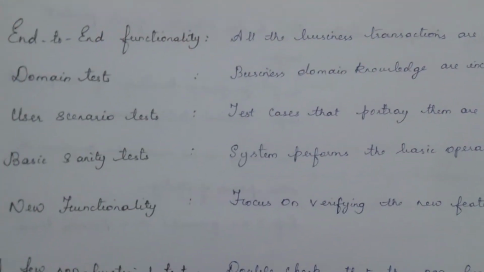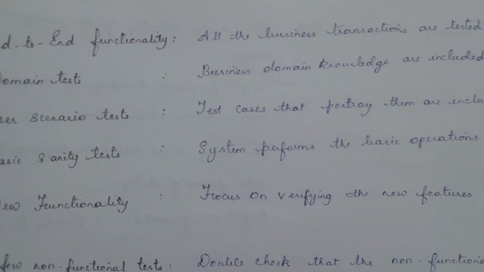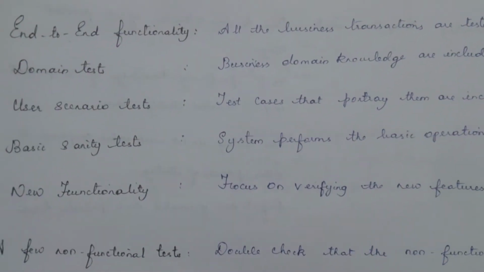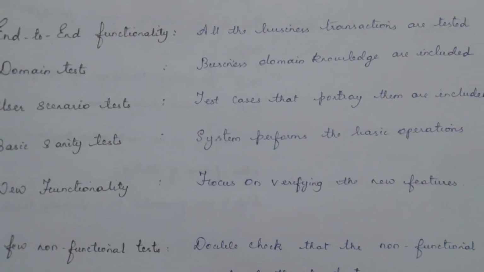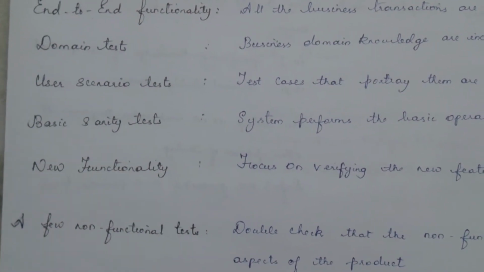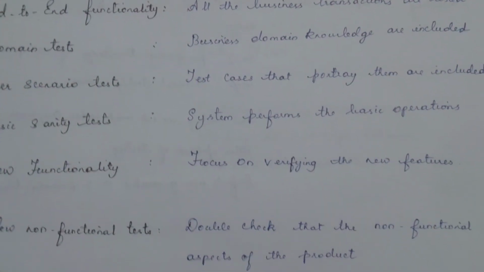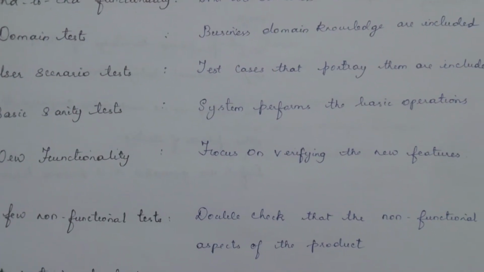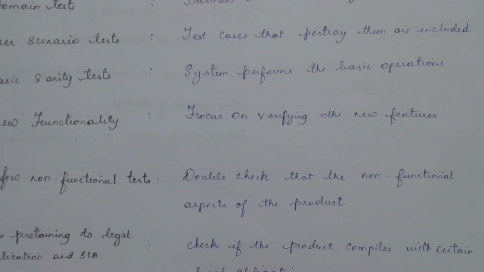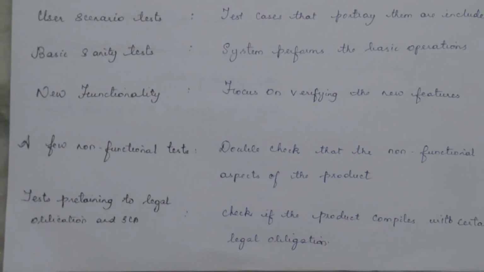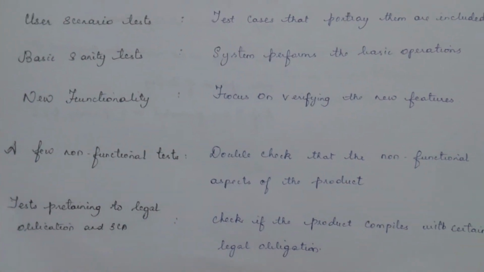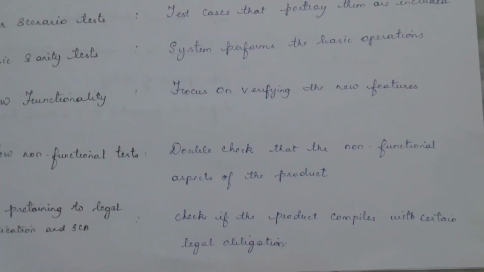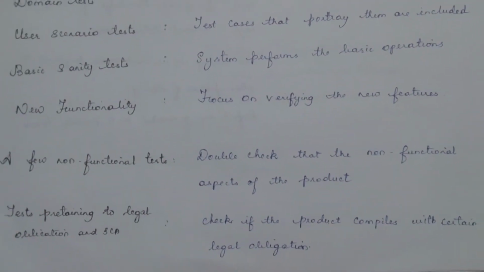So end-to-end functionality defines that all the business transactions are tested. Domain test defines that business domain knowledge is included. User scenario test defines that test cases that portray them are included. Basic sanity test: this checks that the system performs basic operations. New functionality defines focus on verifying the new features. A few non-functional tests define double checking the non-functional aspects of the product. Tests pertaining to legal obligations and SLAs define a check on whether the product complies with certain legal obligations.